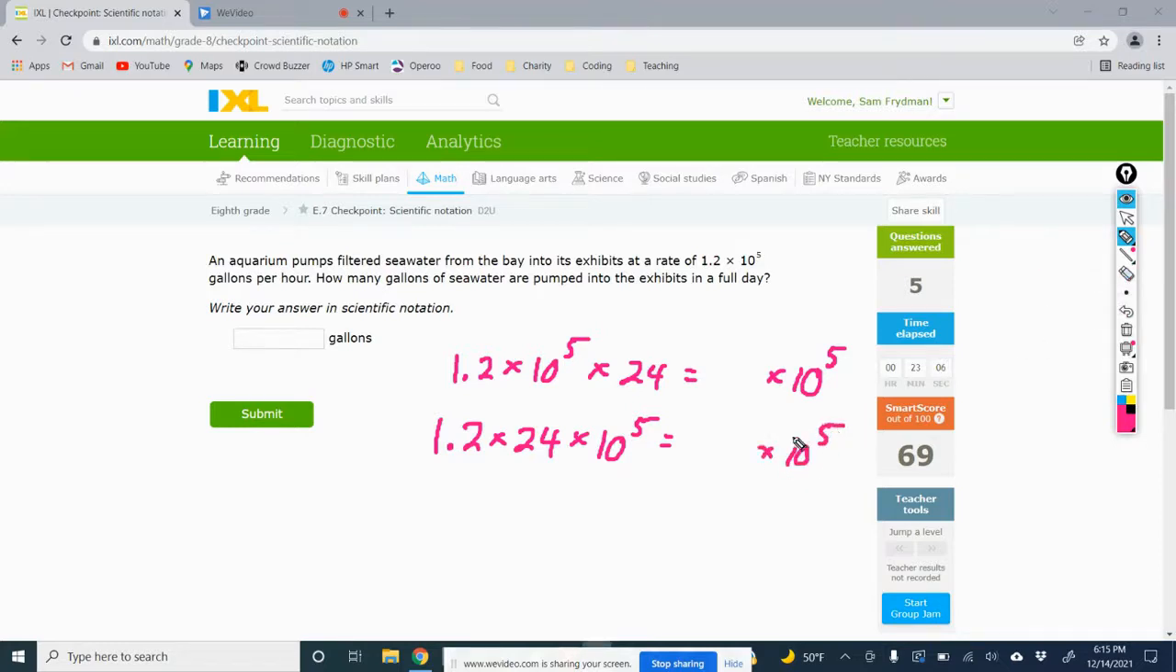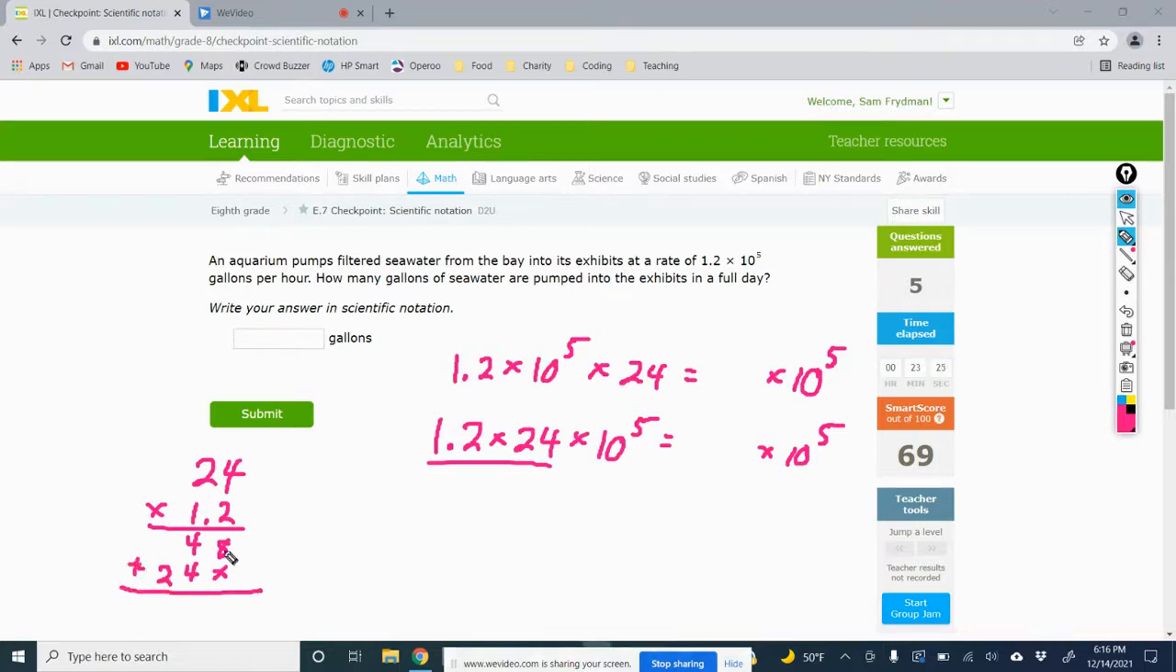So what's that something going to be? What's 1.2 times 24? Let's work that out. Okay, if we're multiplying, then we don't need to line up the decimals. 2 times 4 is 8. 2 times 2 is 4. I like to put an X here, or you could put a 0. 1 times 4 is 4. 1 times 2 is 2.